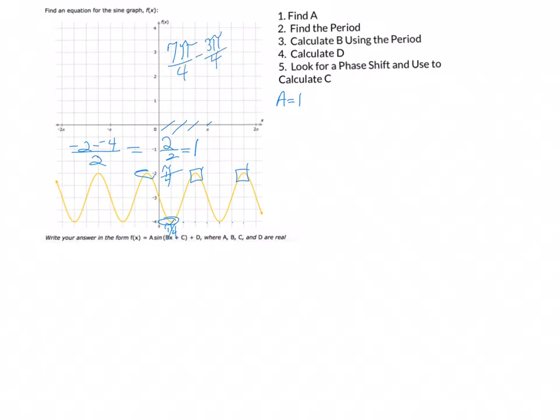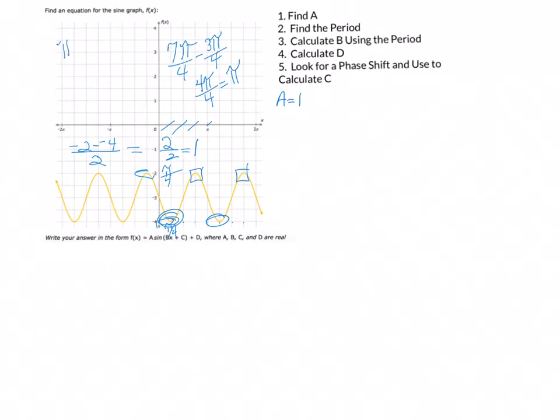That's going to give us 4 pi over 4, which is pi. So we have a period of pi. And you could have used this one and this one, and that would have been fine too. You've gotten the same thing. So we have a period of pi, which we can use to calculate b.